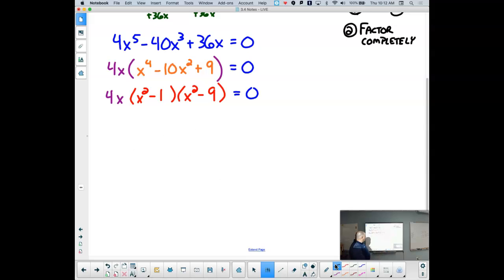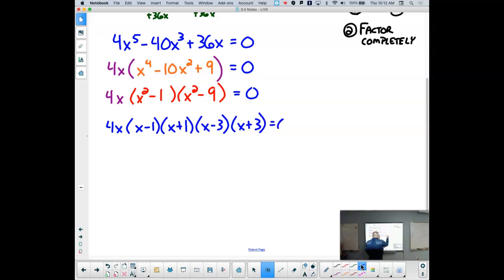Shaboom. Oh, but now what do I see in the red? Both of those are perfect square minus perfect squares. So this ends up being all in the final fully factored stage, 4x times x minus 1 times x plus 1 times x minus 3 times x plus 3 equaling 0. So we've factored that completely. We got to factor until we can't factor anymore.